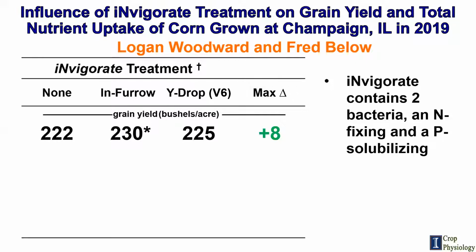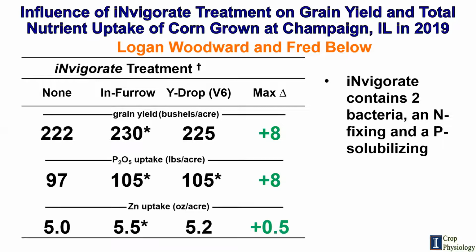Did the product actually do what it was claiming to do? We measured the nutrient uptake into the crop, and lo and behold, we did get improved phosphorus and zinc uptake into that corn crop. And you'll notice here, even the Y drop was making phosphorus available for uptake.